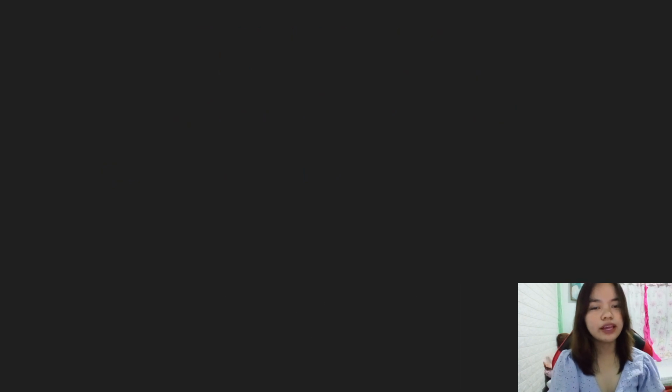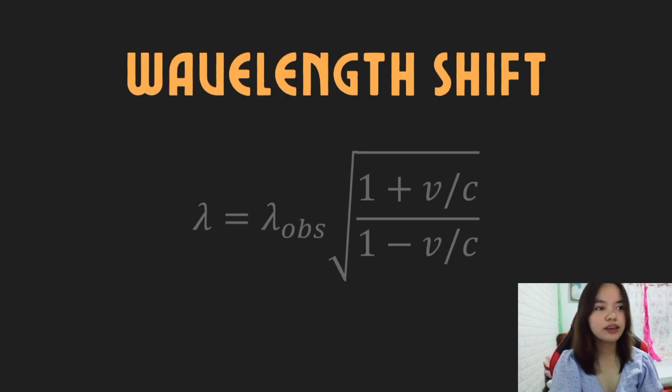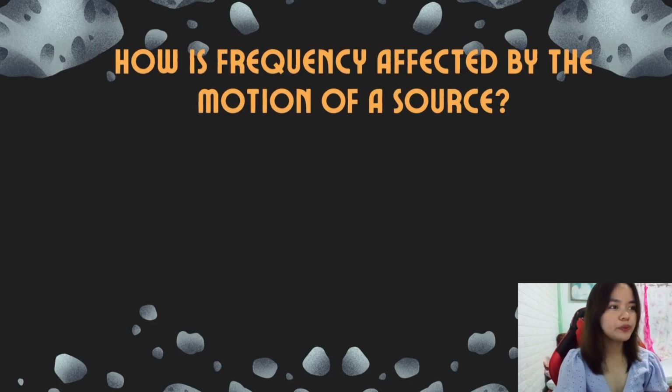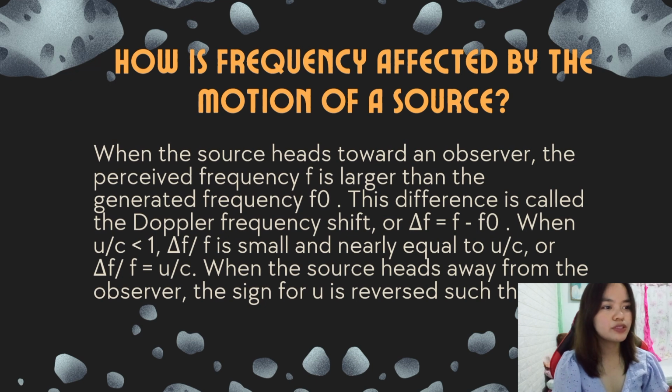Meanwhile, wavelength is the distance between two crests. For wavelength shift, the formula is this. How is frequency affected by the motion of a source? When the source heads toward an observer, the perceived frequency f is larger than the generated frequency f sub 0.